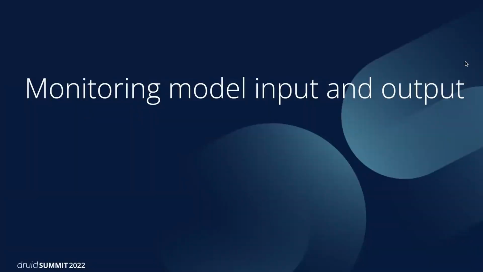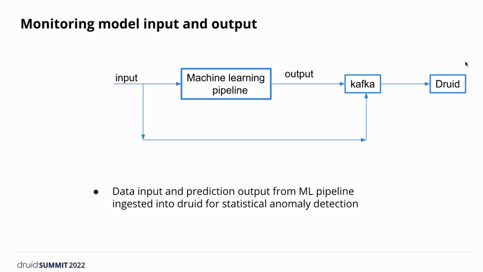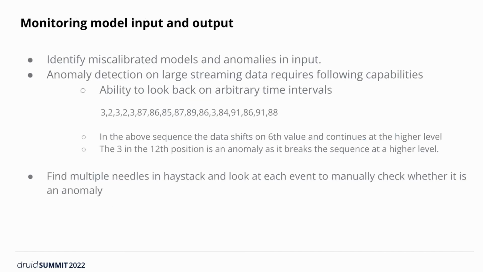The monitoring model input and output. This is being used already by some customers out there who use Druid. The typical approach here would be data streaming in from some kind of streaming pipeline, usually Kafka, getting into a machine learning model. Predictions are made in real time, again go out to Kafka, and then you can bring in both the predictions and the input into Druid and do all kinds of interesting analysis to figure out if there are anomalies. Typically, statistical analysis like this helps you in identifying miscalibrated models.